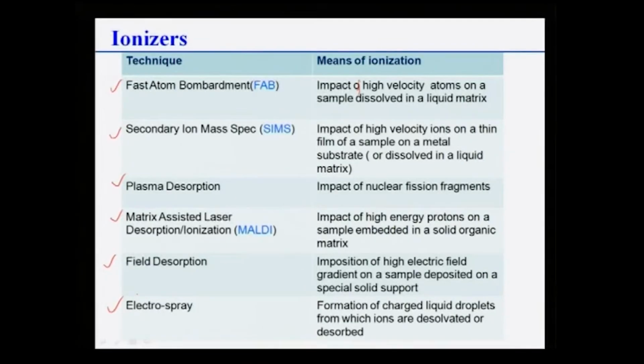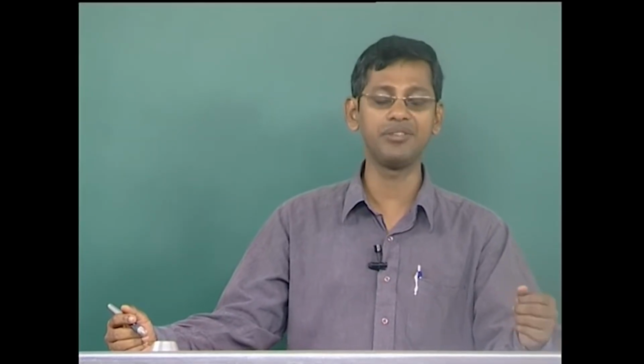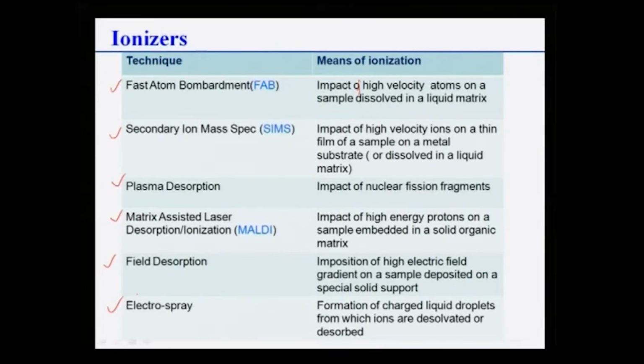Electrospray is basically very simple, much simpler than all these techniques. It is nothing but formation of charged liquid droplets from which ions are desolvated. You create charged liquid droplets by spraying using an electrical field, and then you can desolvate them. So, these are the different techniques of ionization. You see SIMS is one of the techniques of ionization, not only SIMS, there are many other techniques. That is why I want to discuss mass spectroscopy in togetherness.